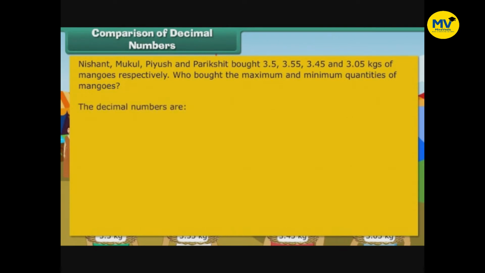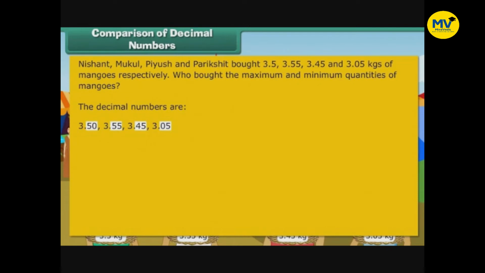The decimal numbers are 3.5, 3.55, 3.45, 3.05. Let us rewrite the numbers so that all of them have the same number of digits after the decimal point. So, we have 3.50, 3.55, 3.45, 3.05. All the numbers have 3 to the left of the decimal points. Therefore, we arrange them on the basis of the digits after the decimal point.